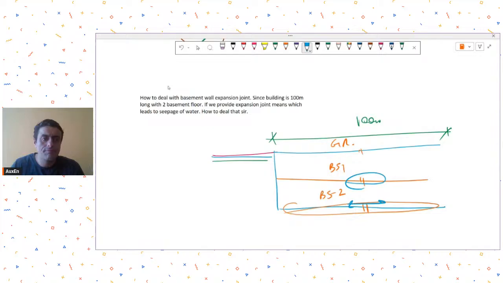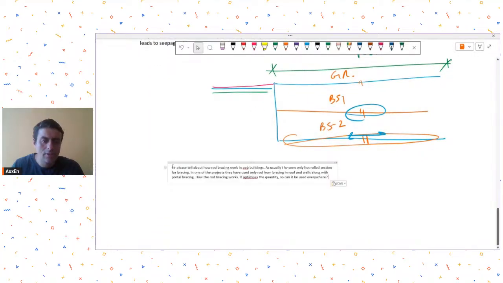Then next query is from engineer Karthikeyan. He is a working professional, independent consultant from Chennai, and he is asking, please tell us about how rod bracings work in PEB buildings.